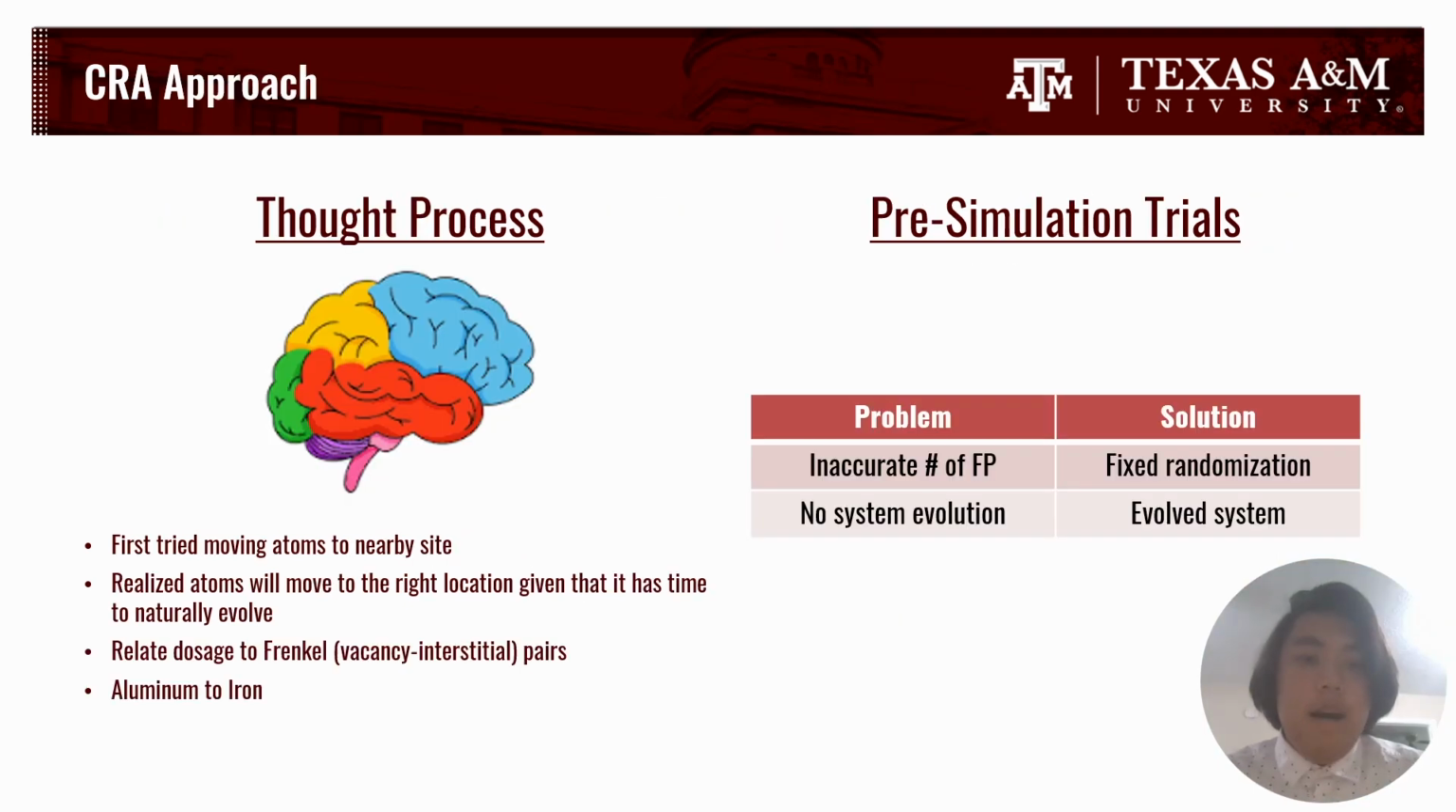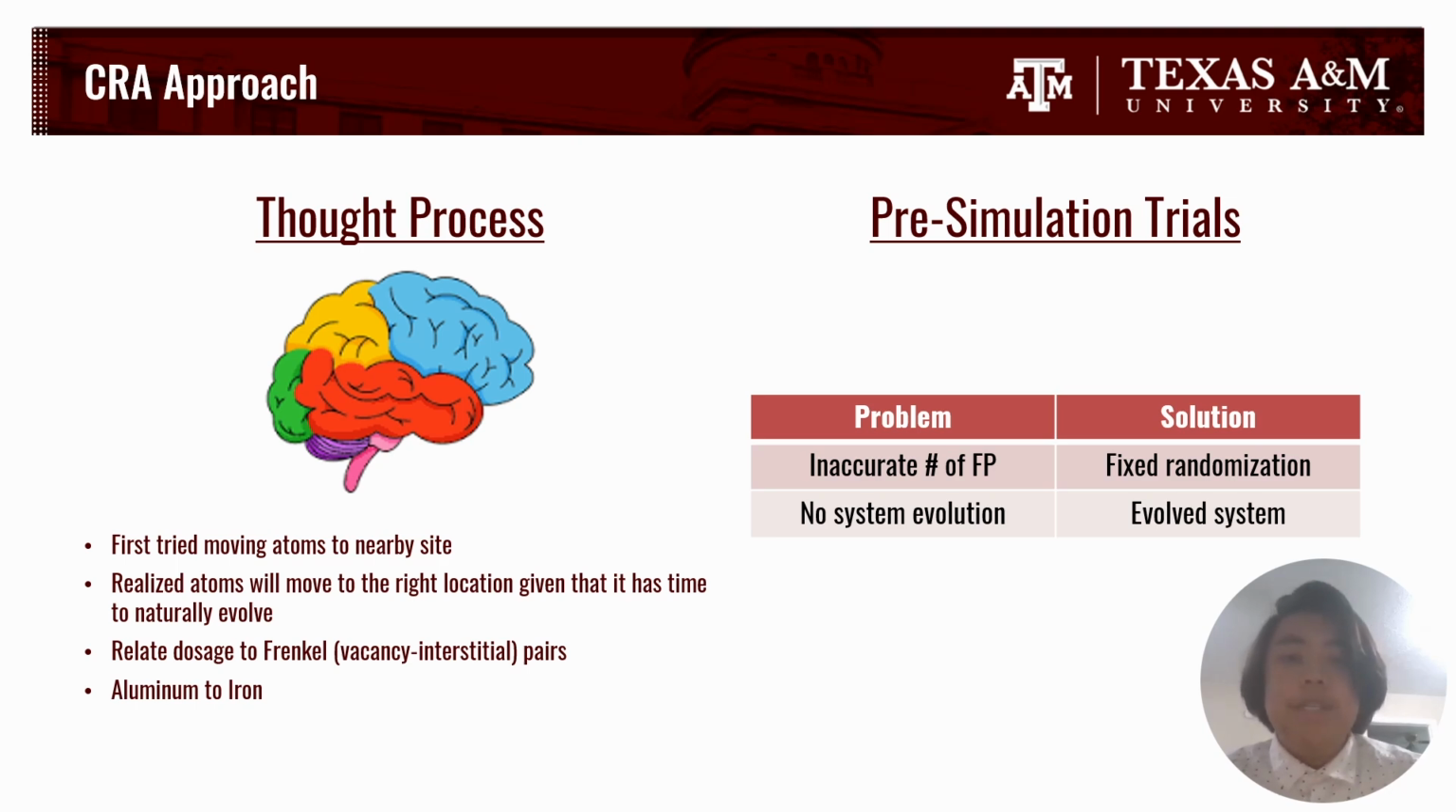So, to model CRA, I first tried to move an atom from one site to its interstitial site, but realized that allowing the atom to relax after moving it to a random place within the material will allow atoms to move to their natural positions. After this, I scripted the process to add Frenkel pairs until my desired canonical displacement per atom is reached, for which the calculation is Frenkel pairs divided by total atoms. Canonical displacement per atom, or CDPA, is just a measurement of radiation, a unitless one.